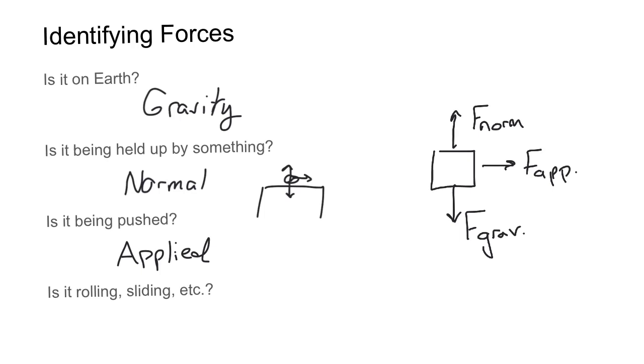It's really what direction are we pushing or pulling that object. And so then we're going to draw that force in as force applied. And then if it's rolling, sliding, etc., like for example, if I had a book pushed across carpet or something like that, that book's not going to go very far. We know that friction's acting on it. So if something is rolling or sliding, then we're going to have friction acting on that object. And friction is always going to oppose motion.